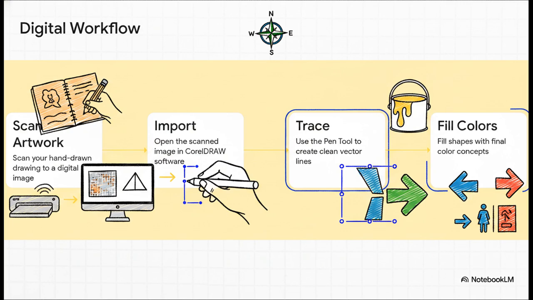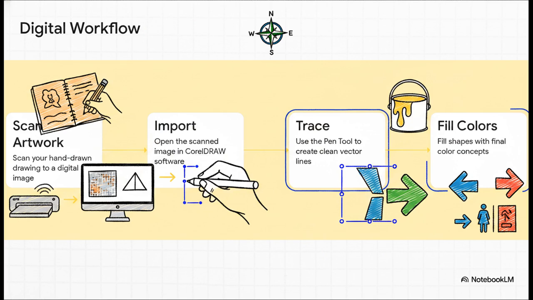So this brings us to the strict digital workflow required by the faculty. It's a very specific, step-by-step sequence. First up, students scan that hand-drawn artwork to digitize it. Then, they import that raster image straight into CorelDRAW. Now, step 3, this is the most critical part.